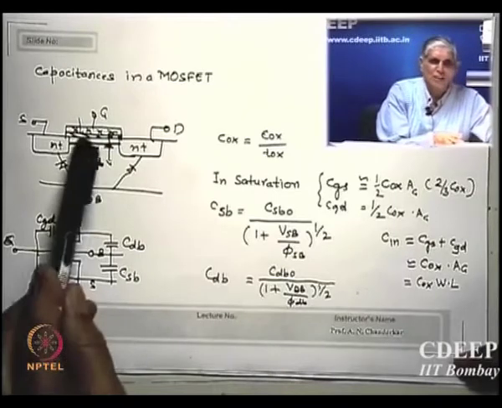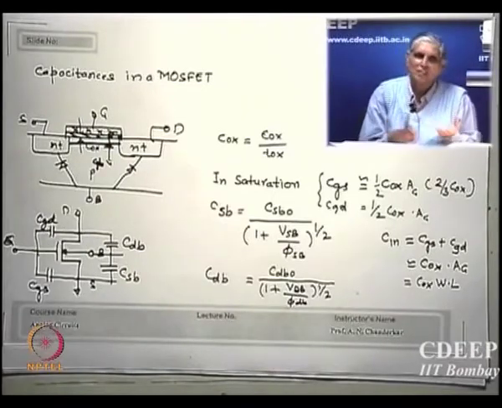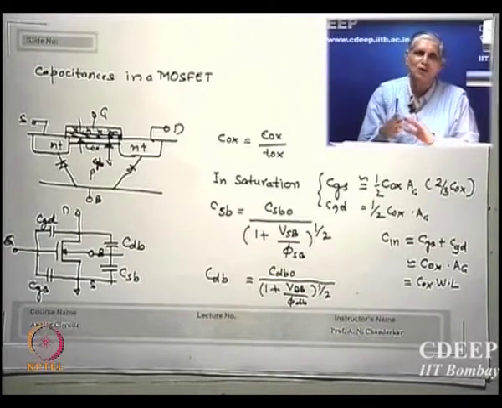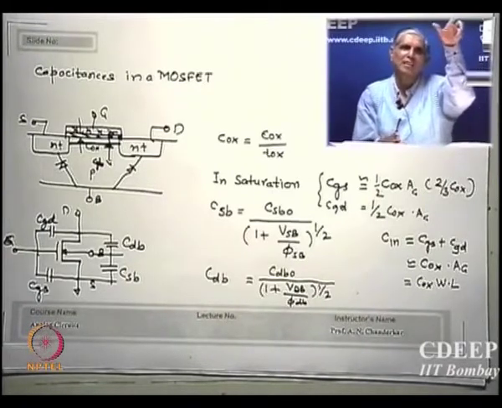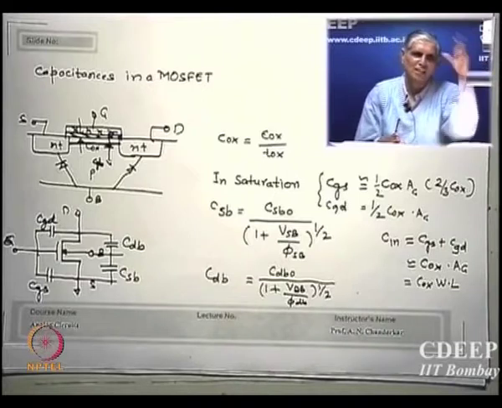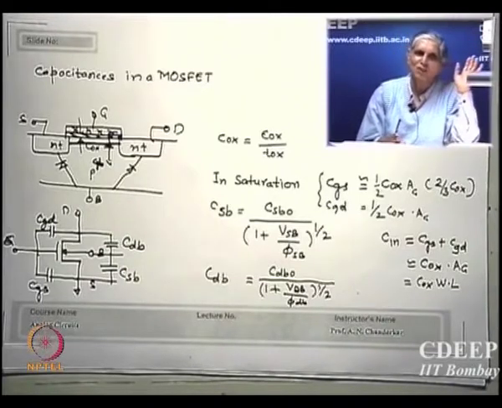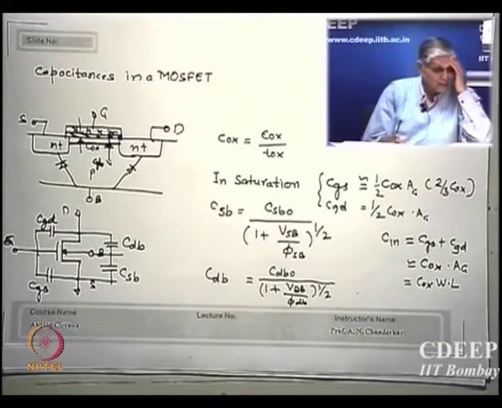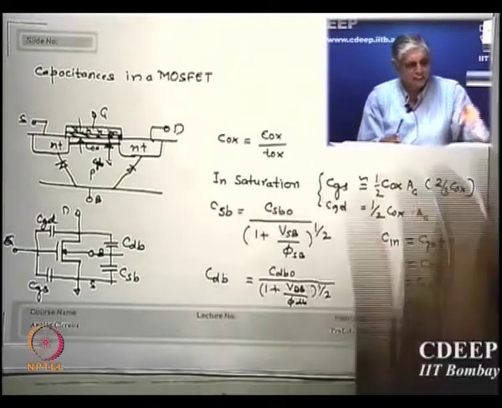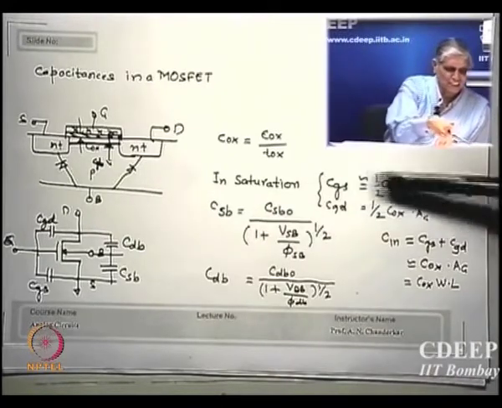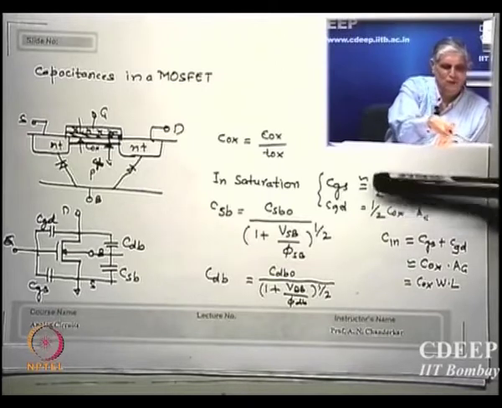In case there is no channel, what is the capacitance? Same, Cox into W into L, because between the bulk, the gate area and the oxide, there is nothing else. So CGB is also Cox into W into L. But when the device really goes into saturation, sorry, this is not correct, this half is only for non-saturation.